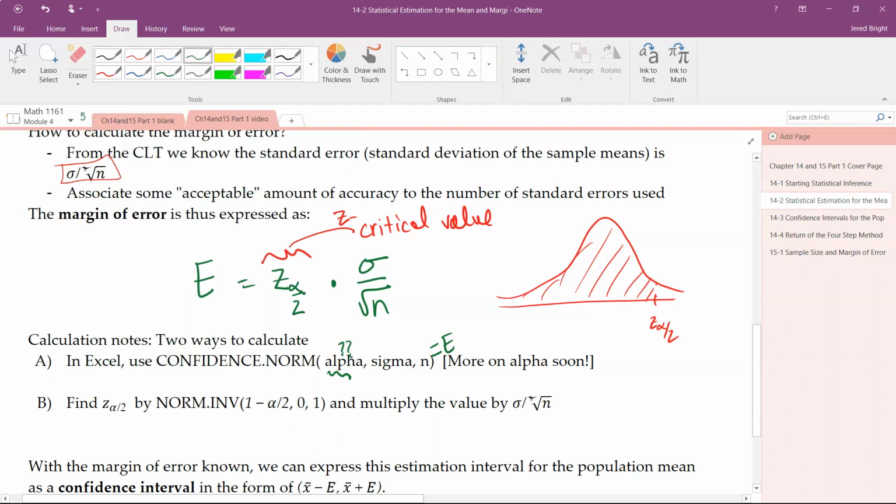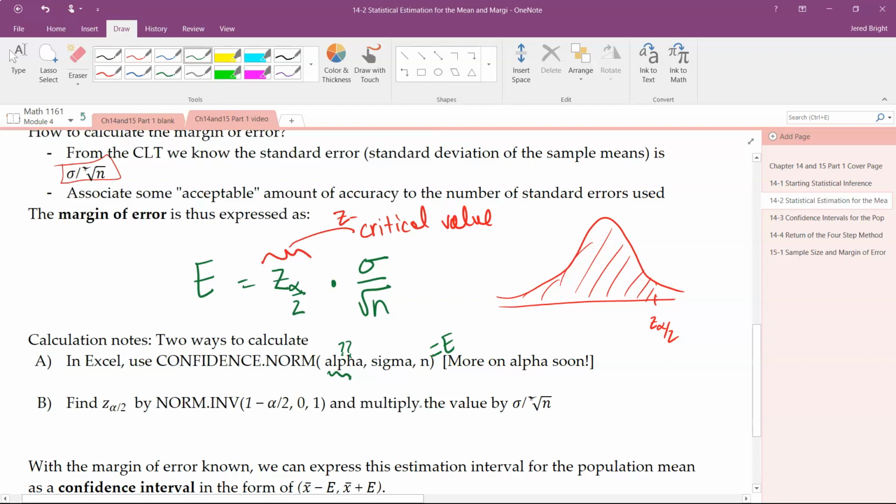The other way you can find this is, you have your sigma over square root of n. You just need to find z alpha over 2. To find this, what you'll do is NORM.INV of 1 minus alpha over 2, 0, comma 1. And then just multiply it. So that's two ways we can find this margin of error. We still haven't talked about alpha, so a little vague for right now, but that's okay.